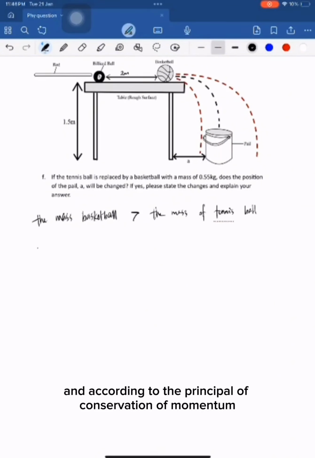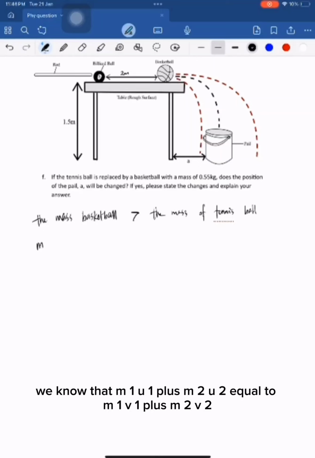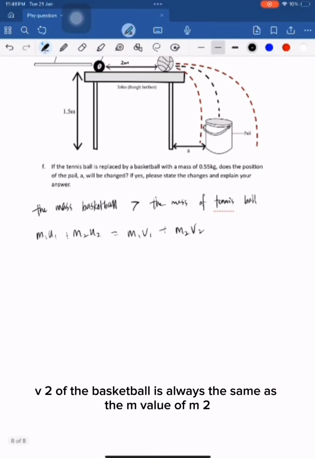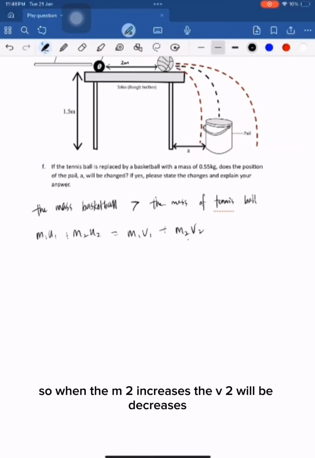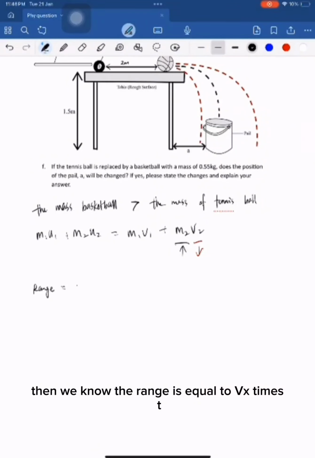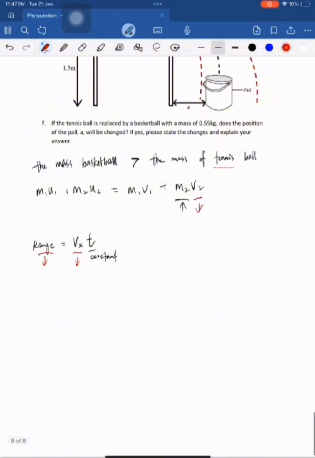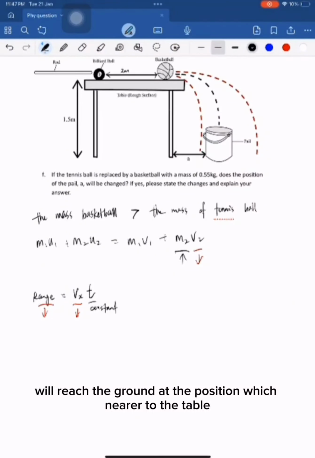According to the principle of conservation of momentum, m1u1 plus m2u2 equals m1v1 plus m2v2. The value of m2v2 of the basketball is always the same as the value of m2v2 with the tennis ball. So when m2 increases, the v2 value will decrease. And we know that range is equal to Vx times t, and t will be constant. Vx value decreases, so our range will also decrease. So the ball will reach the ground at a position nearer to the table.